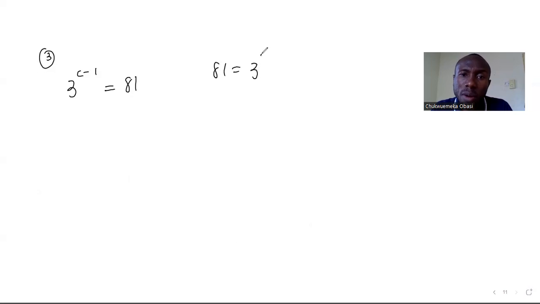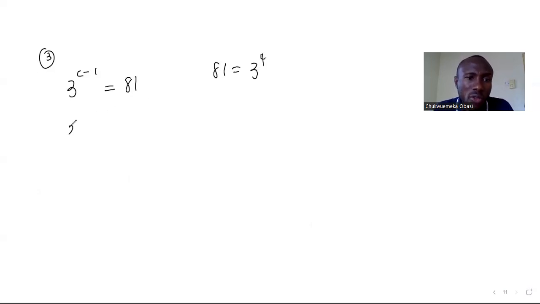Question 3. It says 3 to the power c minus 1 is equal to 81. This one is quite simple, very simple. Now, how do you solve this problem? Just transform 81 in the base of 3. You know, 81 is the same as 3 to the power 4, right?